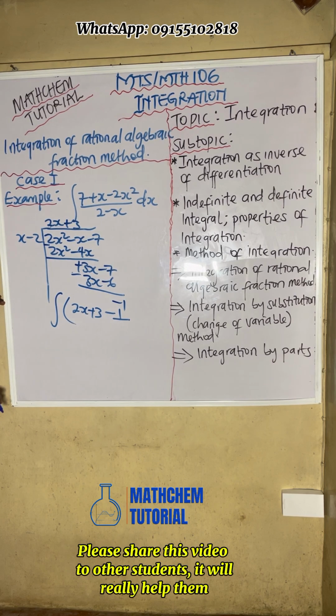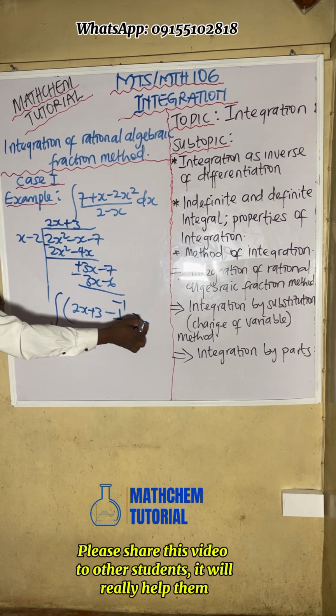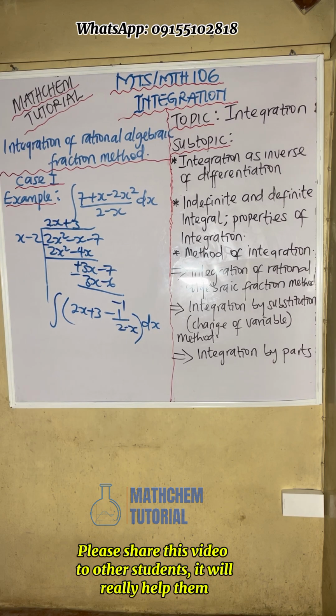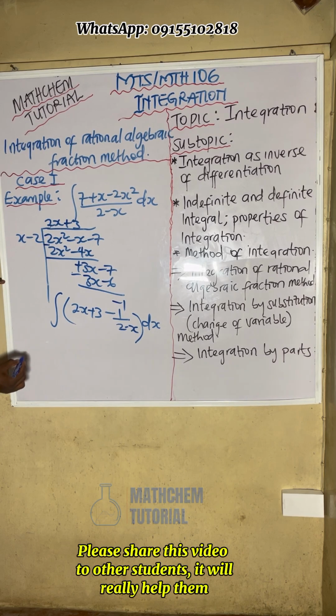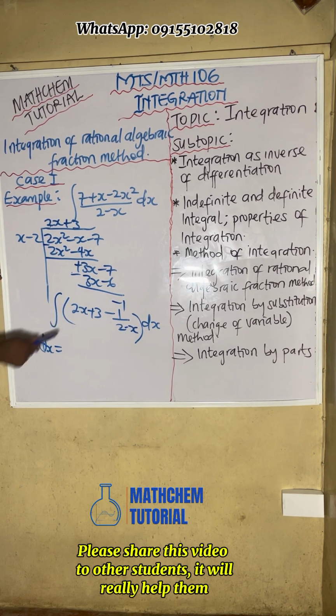So instead of writing x minus 2, let me leave it as 2 minus x, dx. This thing now looks easier for us to integrate. Integrating this now, like I said in my first video in part A, dx equals, if you integrate 2x, it will work as if it's a power rule.